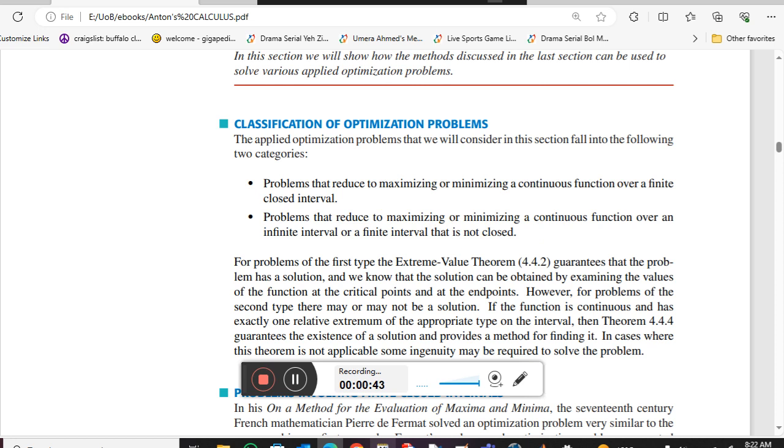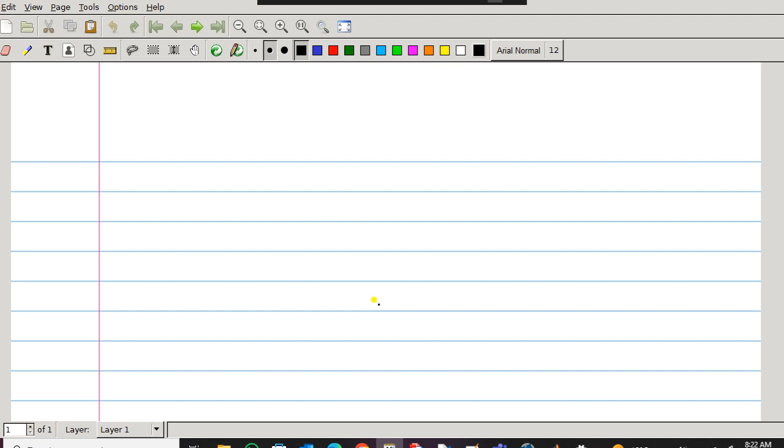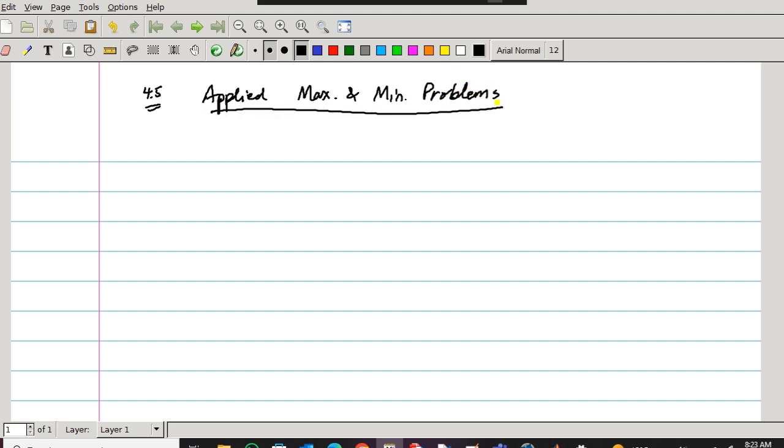So if you review in section 4.4, so 4.5 is applied maximum and minimum problems. So this is also called optimization. So we optimize functions from the real problems, not just where f(x) is given and we do it.